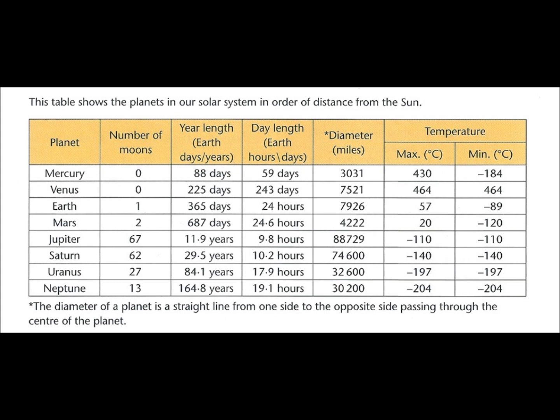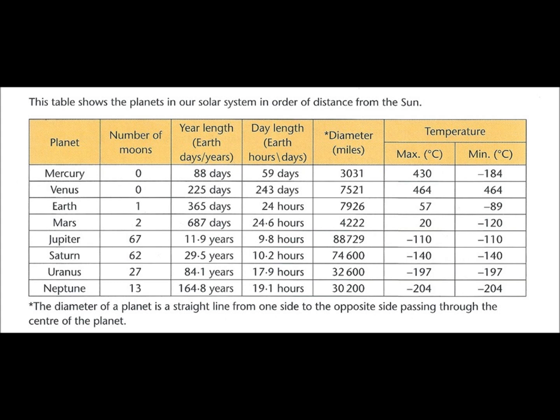To the right, the column is displaying information about the number of moons that the planet has. So how many moons do each of those planets have? To the right again is the length of 1 year on each of those planets. How long in Earth days, Earth years, is 1 year on each of these planets? To the right again, how long is a day on each of these planets? And again, that's denoted in Earth hours and days. How long is a day on each of these planets?